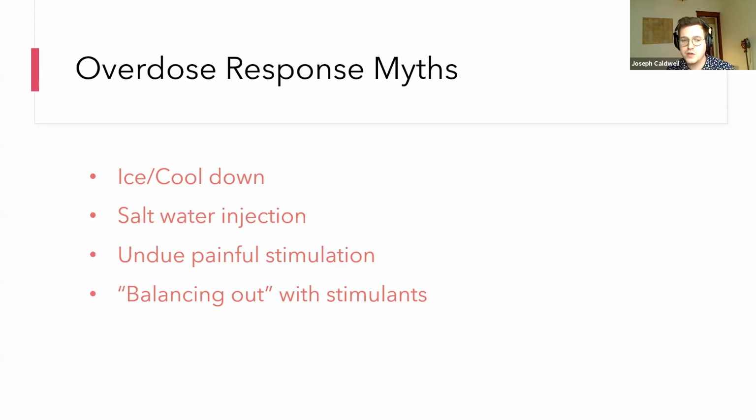Another one I see is balancing out with stimulants. Unfortunately, injecting somebody with cocaine or methamphetamine, you would think, could reverse respiratory depression or other effects from the opioid overdose. Unfortunately, it just doesn't work like that, and it may actually increase someone's chance of continued overdose or even cardiac arrest, depending on what other substances they've put in their body.